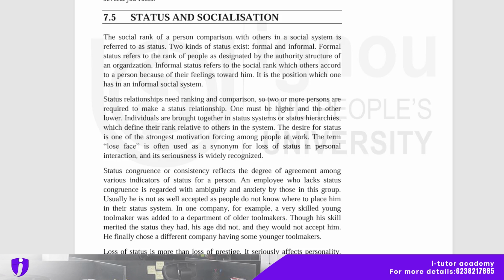So next is status and socialization. The social rank of a person in comparison with others in a social system is referred to as status. Two kinds of status exist, that is formal and informal. Formal status refers to the rank of people as designated by the authority structure of an organization. Informal status refers to the social rank which others accord to a person because of their feelings towards him. It is the position which one has in an informal social system.